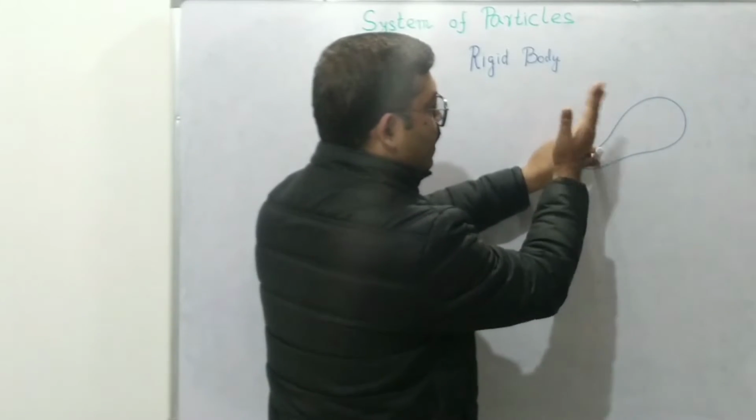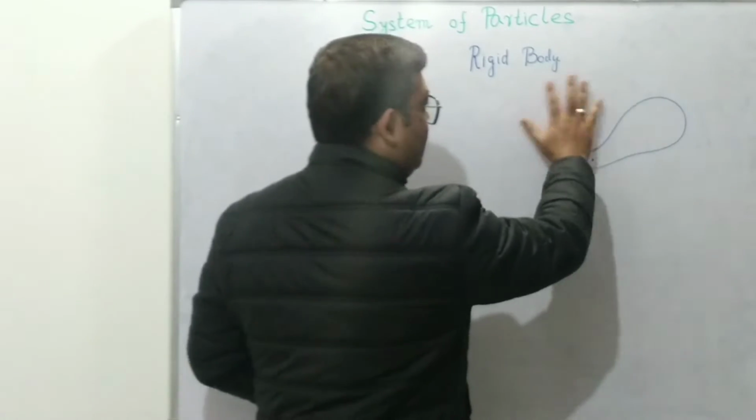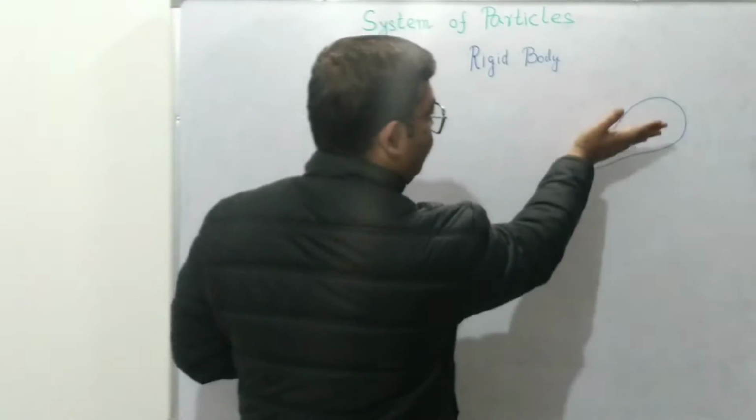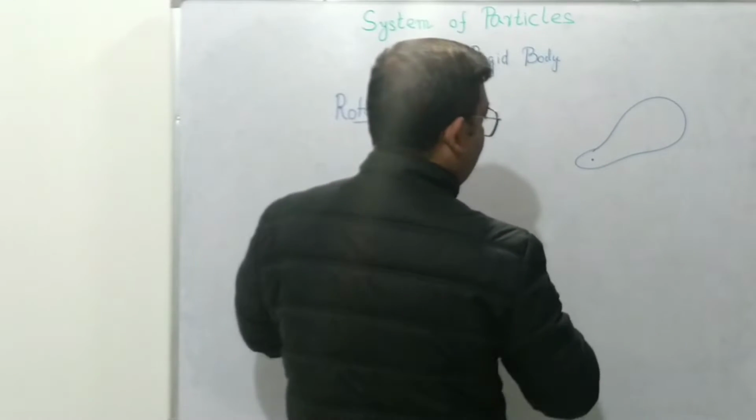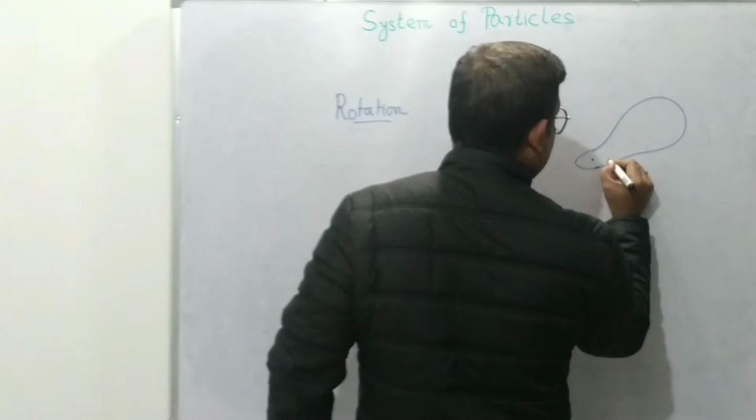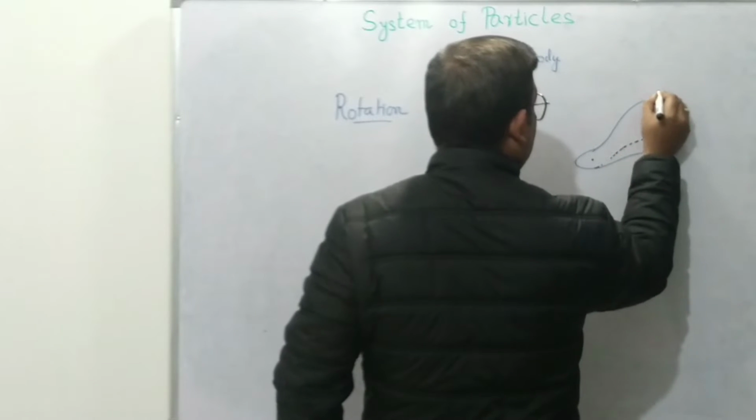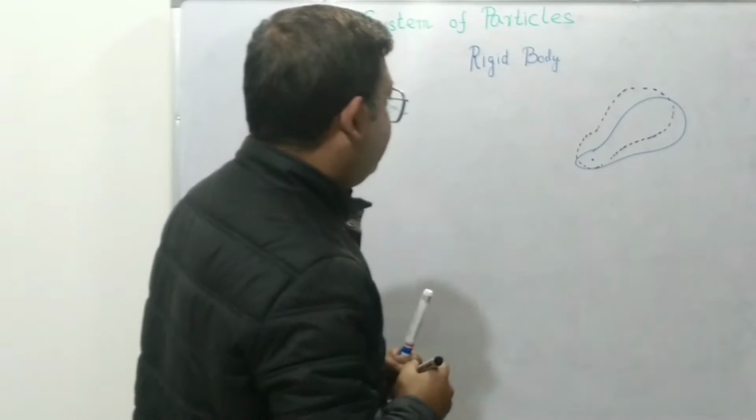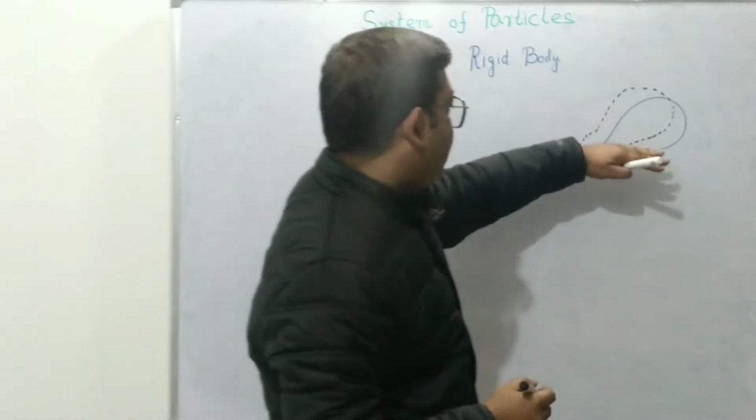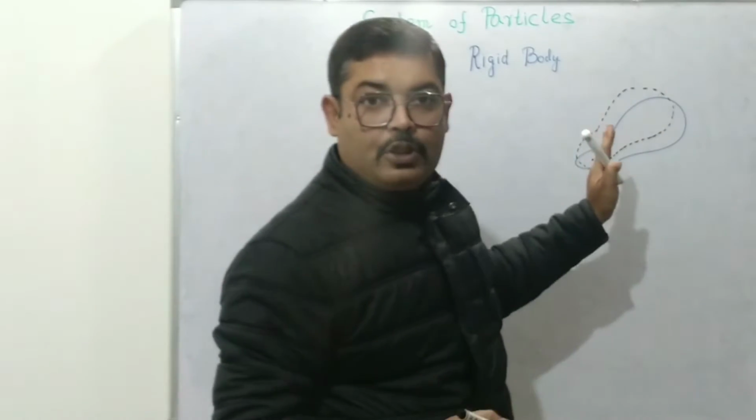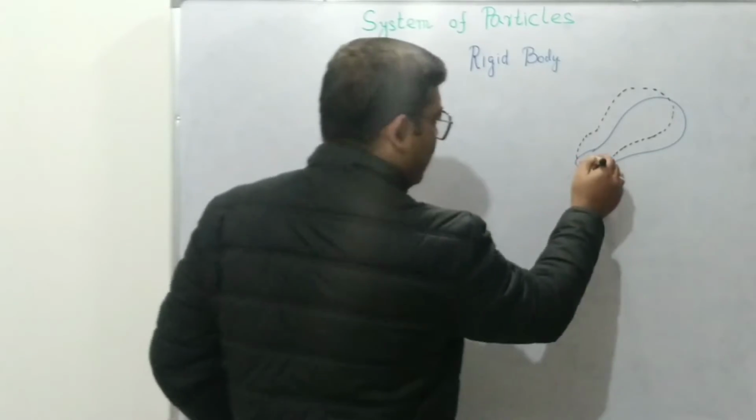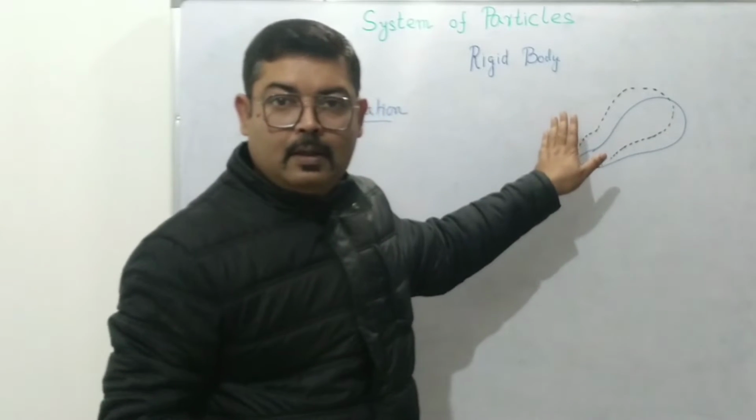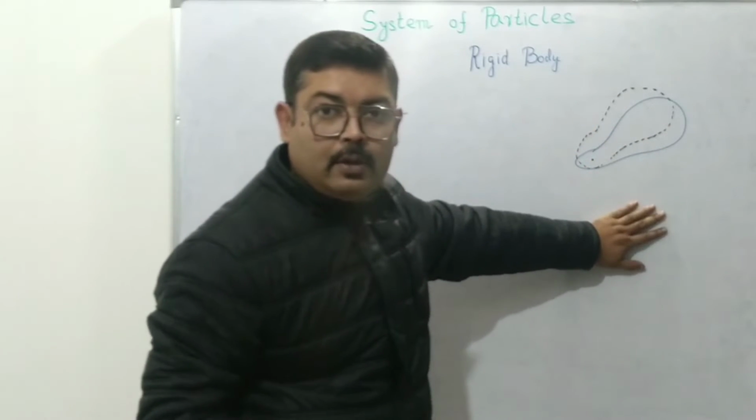So, if we rotate the body in the plane of the board, what will happen? Say we rotate it counterclockwise, so the body will after some time be in a new position. Let's say this is the new position of the body. So it has moved from its initial position to some new position about this axis. So what will happen? All the constituent particles of the body will be moving in the plane of the board.